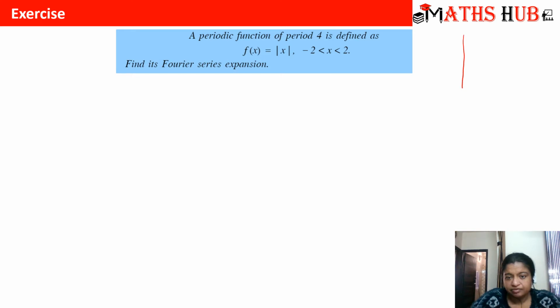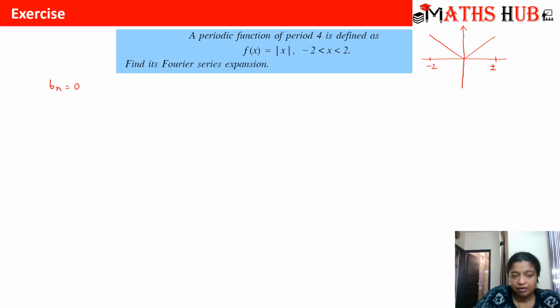because whenever the interval is from -L to +L, it is better that you check whether the function is even or odd. And I hope you all know how to draw the graph of mod x. The graph of mod x behaves like this, and the interval is from -2 to +2, right? So you can see that the graph is symmetrical about the y-axis. This shows that the function is an even function. And if the function is an even function, we know that the Fourier coefficient bn is always equal to 0. So we just need to calculate the coefficients a0 and an.